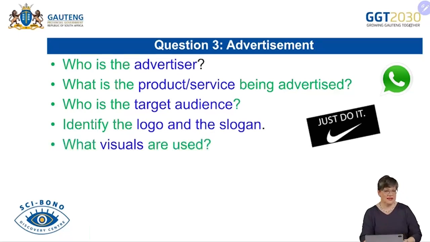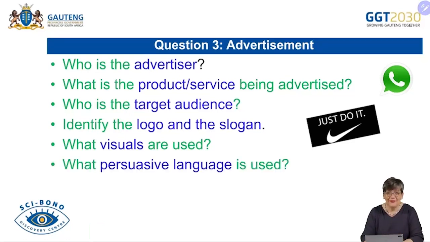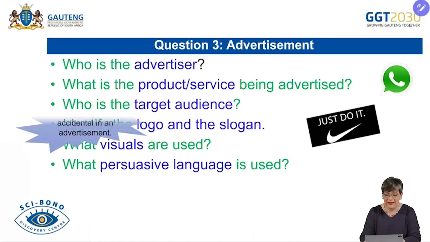Look at the visuals that are used. Remember when we did the visual text? We spoke about visuals. And then look at the words. What kind of words have they chosen to include in your advertisement? How are they trying to persuade you? Remember, you have to be a very critical reader when you look at these things.